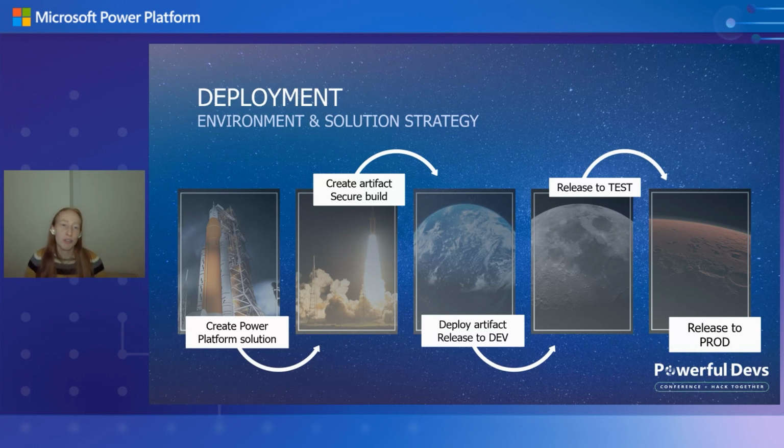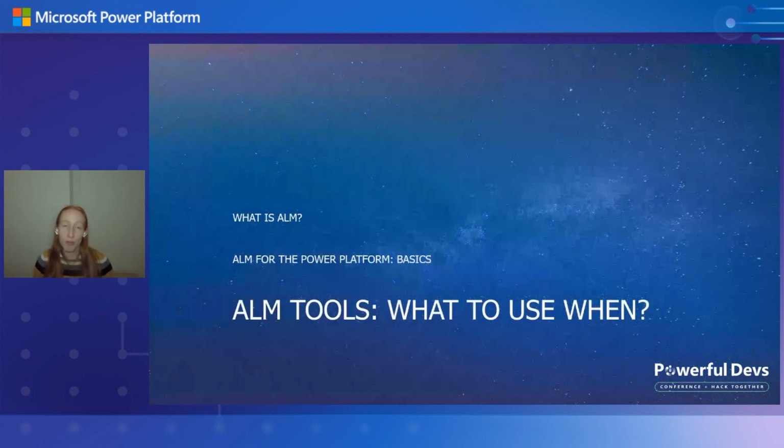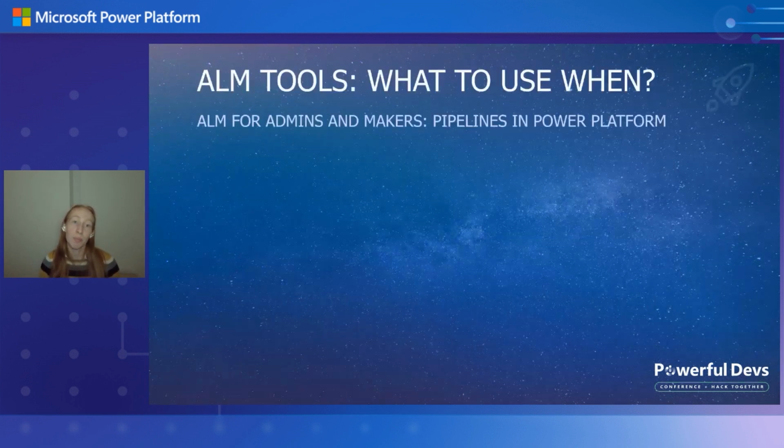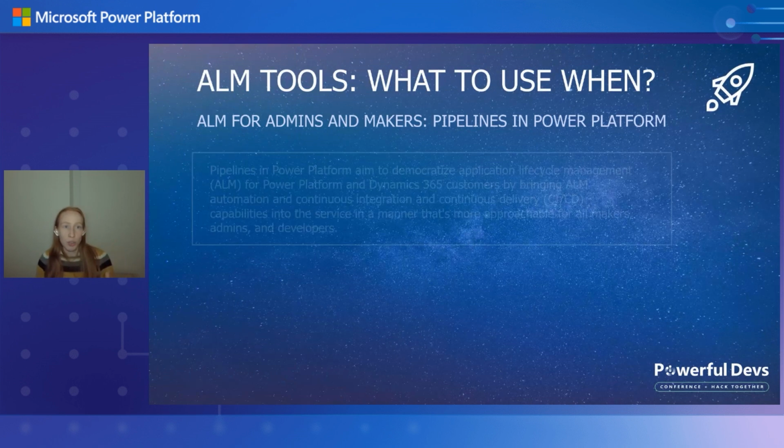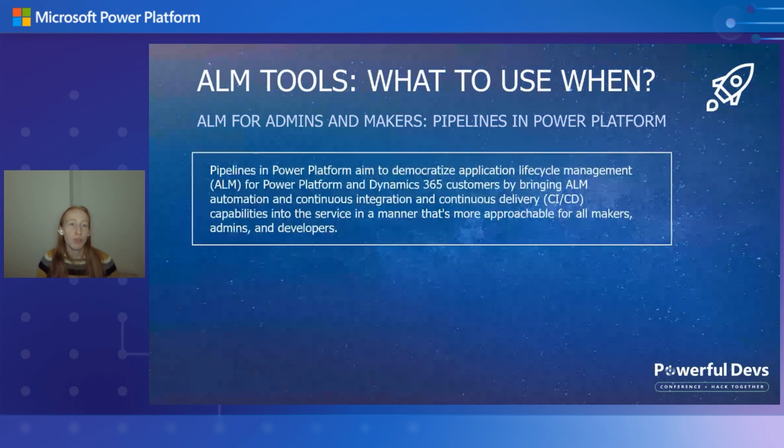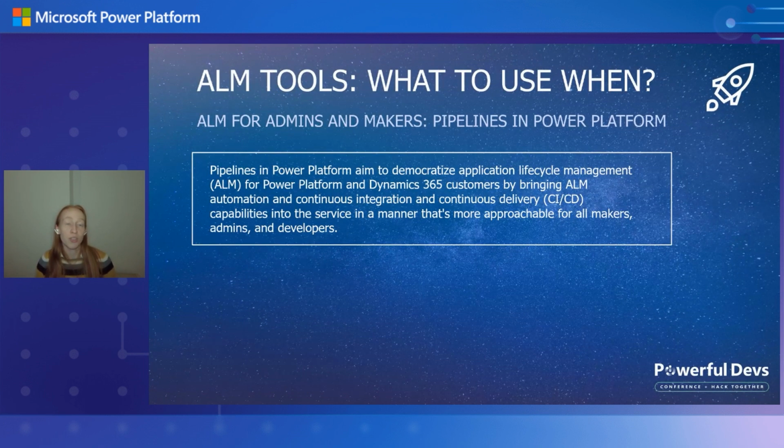If we now look at the different tools that we have available, then the first tool that we're going to talk about is pipelines in Power Platform. If you look at the documentation, then it tells you this. So pipelines in Power Platform aims to democratize application lifecycle management for Power Platform and Dynamics 365 customers by bringing ALM automation and continuous integration and continuous delivery capabilities into the service in a manner that's more approachable for all makers, admins, and developers.